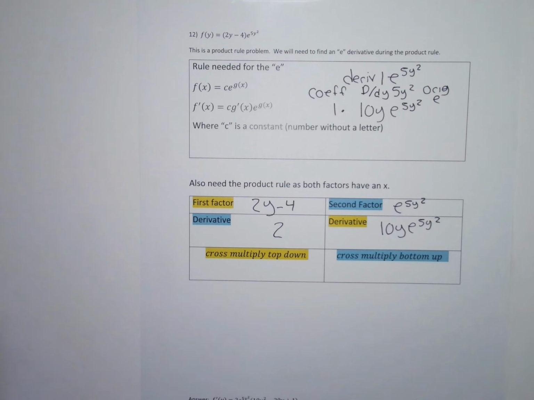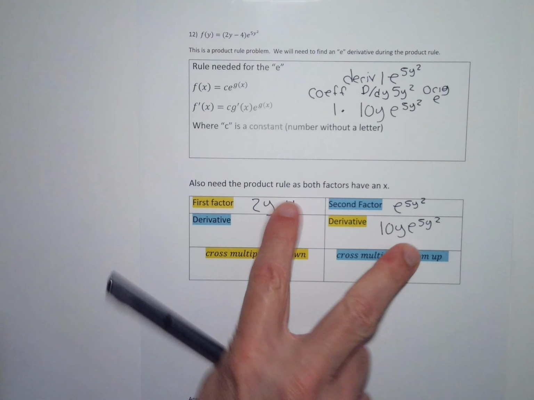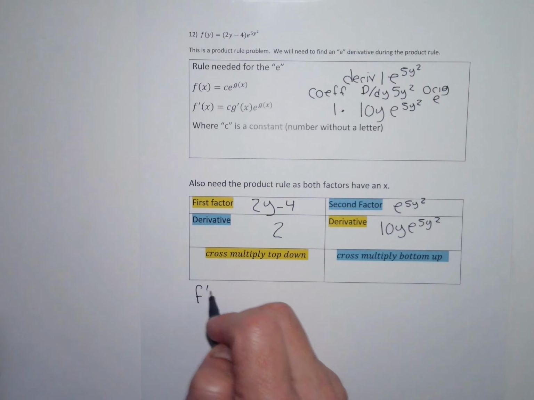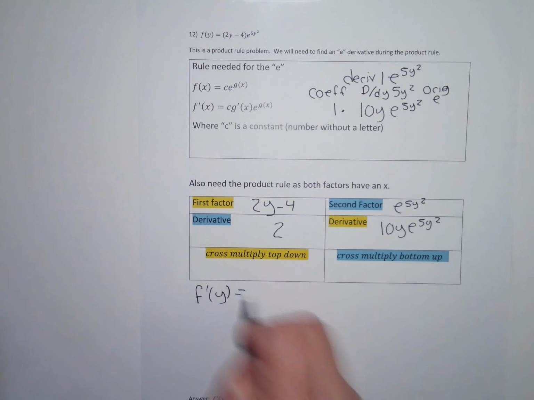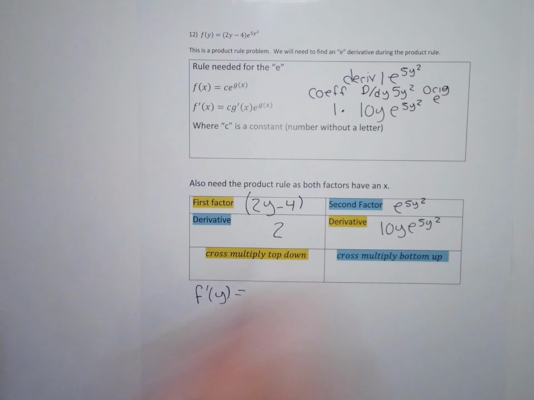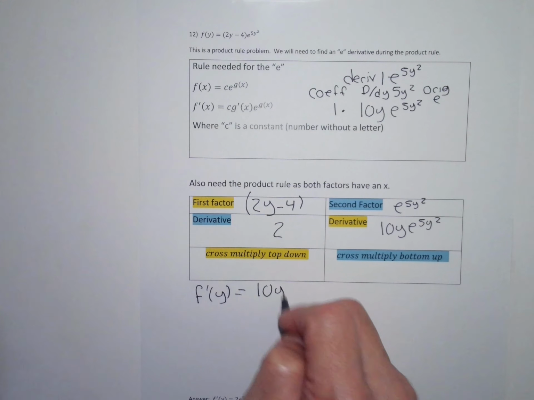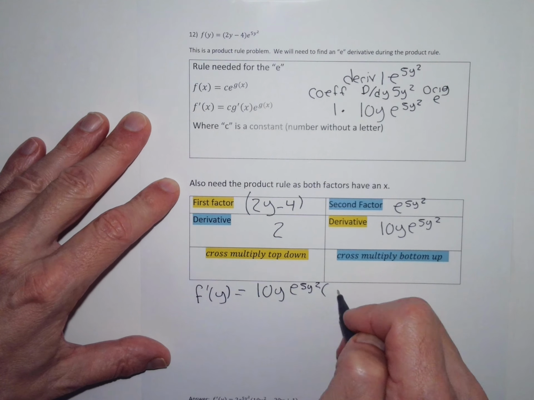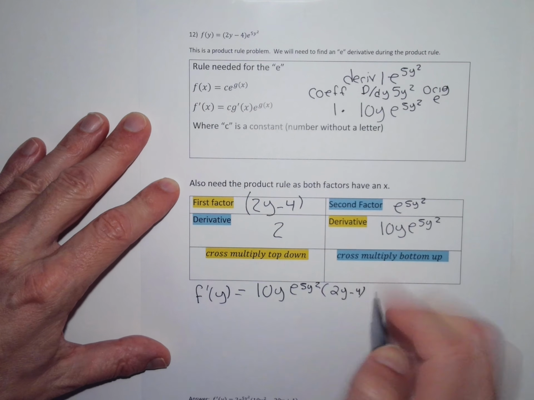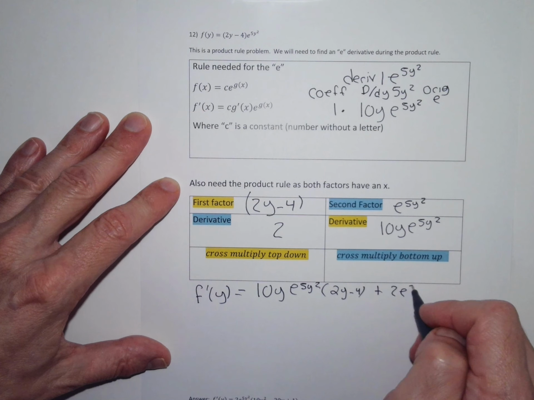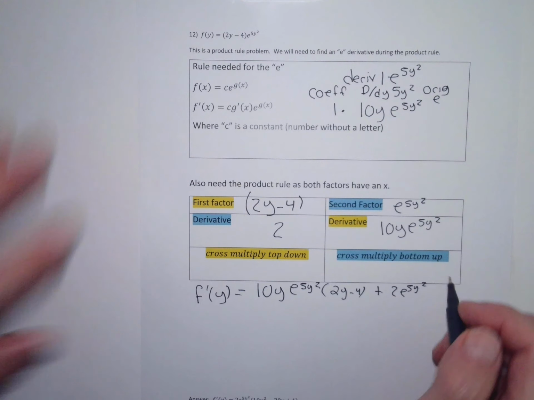Now I'm ready to use the product rule. Cross multiply, put a plus between. So my derivative, f prime of y, equals this multiplication. I'm going to need to put this 2y minus 4 in parentheses because it's a binomial, and get 10y times e to the 5y squared times 2y minus 4, and then multiply that way and put a plus sign between, plus 2 times e to the 5y squared. I'm going to do a double factoring for this.